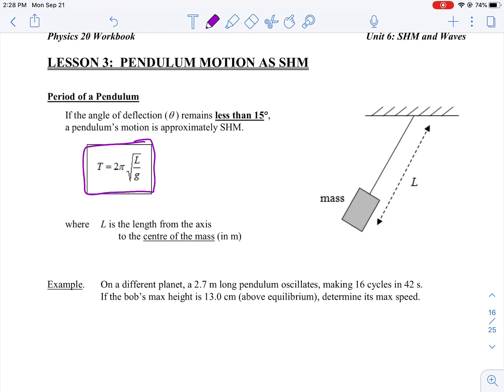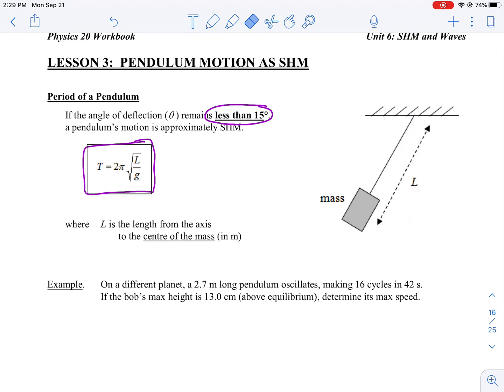First issue is that this one only works if the angle is less than 15 degrees. So if I put the angle on this diagram, this angle right here, that angle theta has to be less than 15 degrees. So it has to be a very small angle for this one to behave like simple harmonic motion. If you make the angle too big, it starts to break down. It doesn't work anymore. That's our first condition that you need to be aware of.